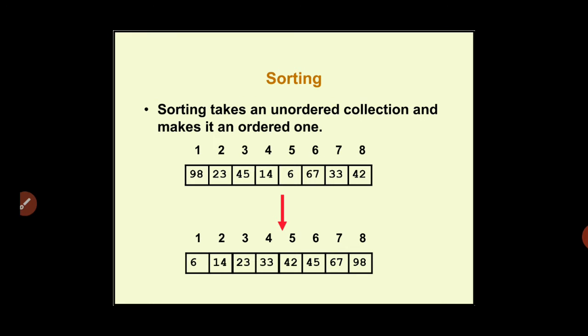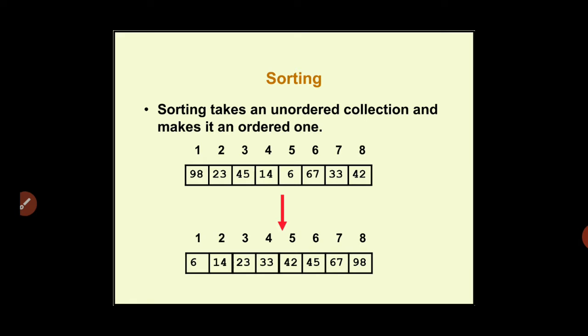Now we will discuss sorting. Sorting takes an unordered collection and makes an ordered collection. Here it is represented as an array with elements 98, 45, 14, 6, 67. They are not in ascending or descending order; in any way, this is unordered. That means we have to turn this unordered collection into an ordered collection.